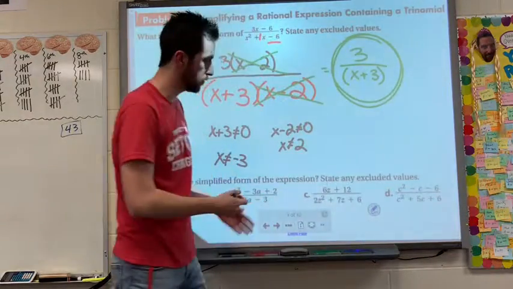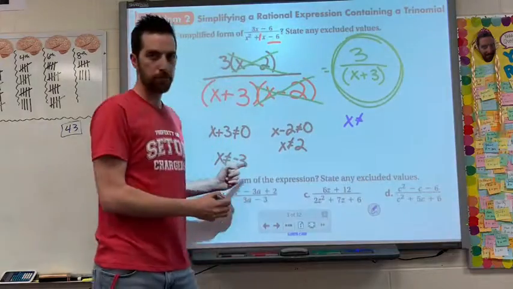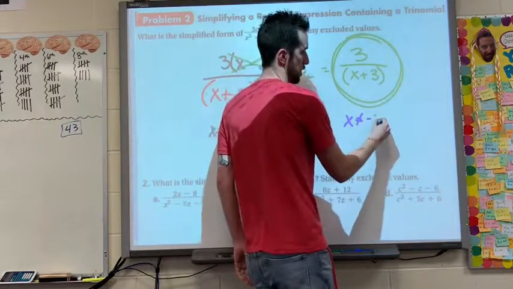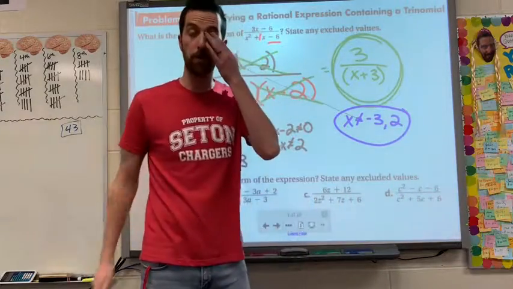And then remember our exclusions from earlier. X cannot equal -3 or +2. Both of those are part of the answer.